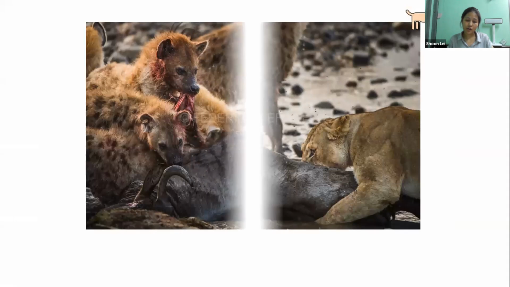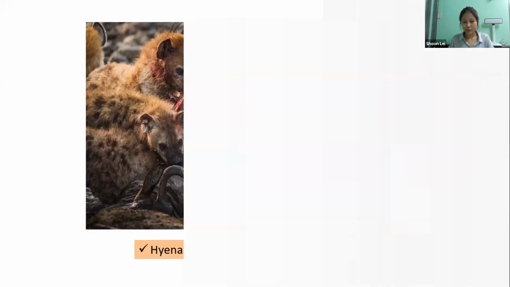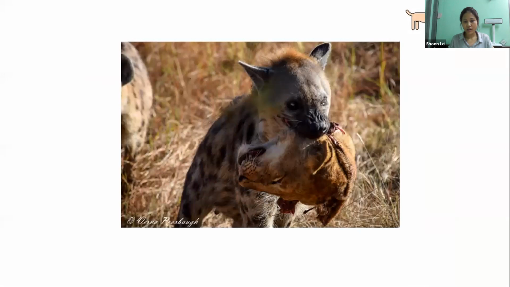This is a picture of hyenas and a lion feasting on a buffalo in the wild. And the second picture is a hyena biting a lion's head in its mouth.